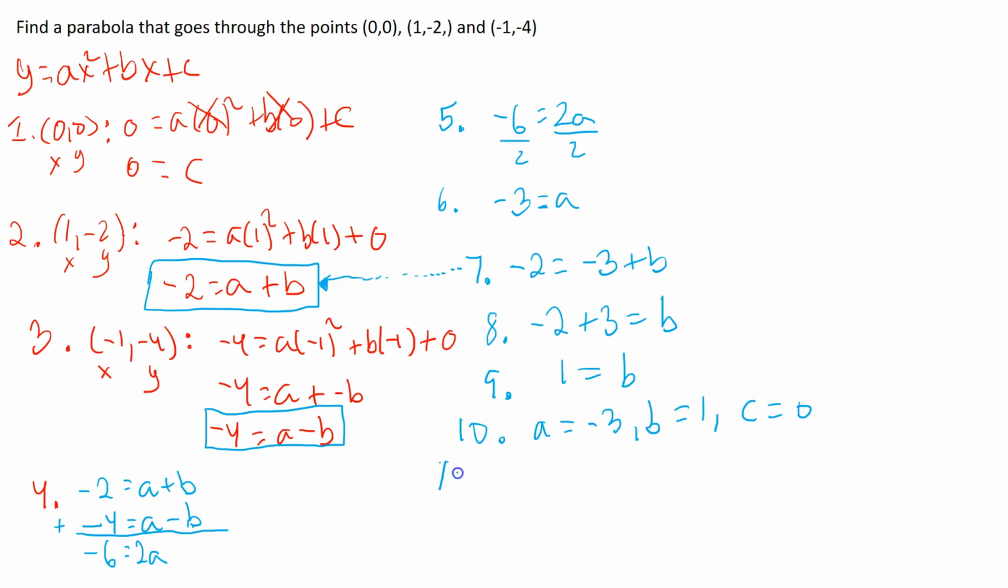Now, lastly, we can write the model simply by writing y equals -3 times x squared. Then you add to that the value of b, which is 1 multiplying x. And then you don't have to add plus 0 because that doesn't change anything. And this here is what you are looking for.